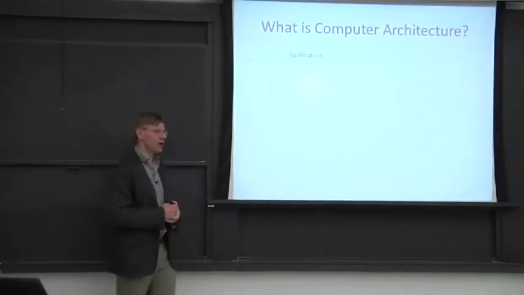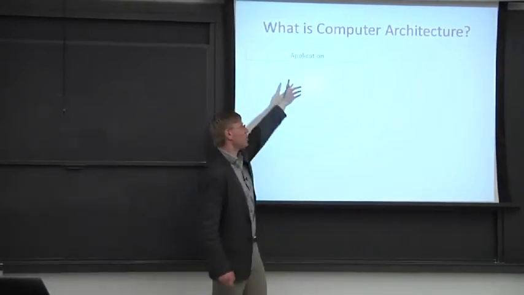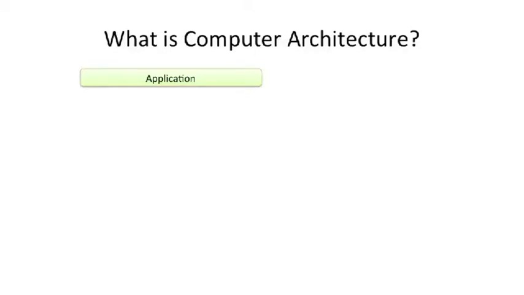So what is computer architecture? Computer architecture, we're trying to take an application or something that a human wants to do. So for instance, calculate a spreadsheet, play a video game, play some sort of music. And we want to figure out how to map it down to physics.